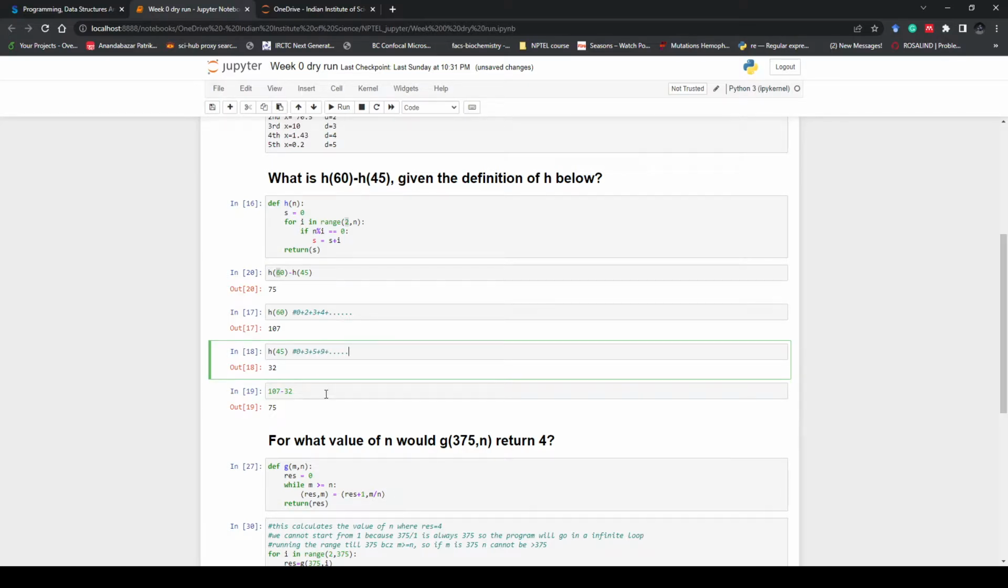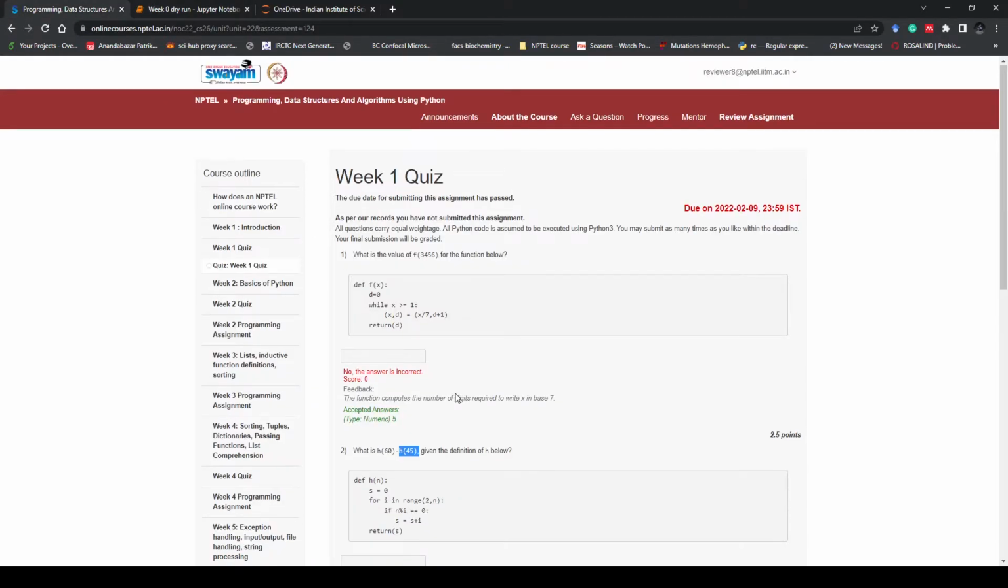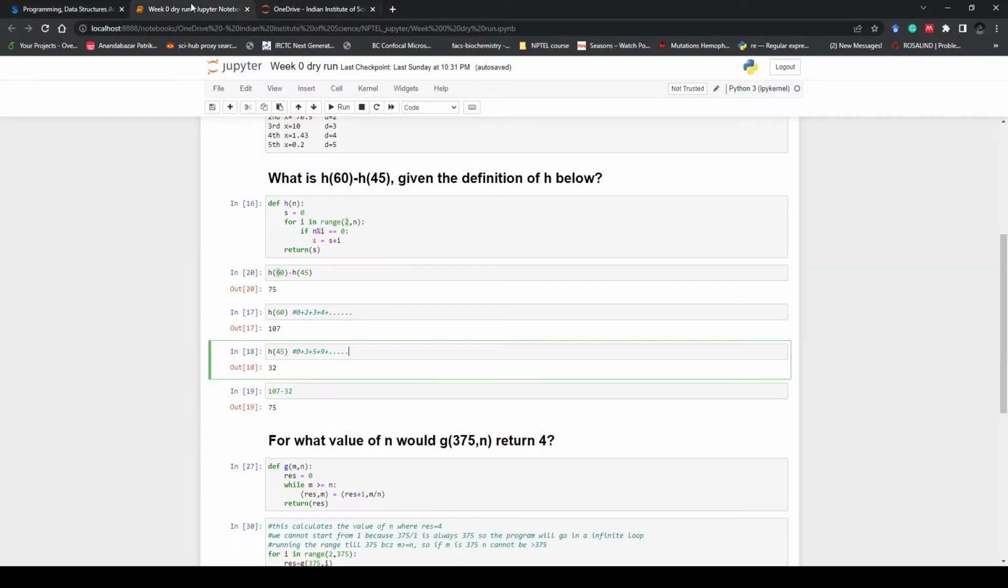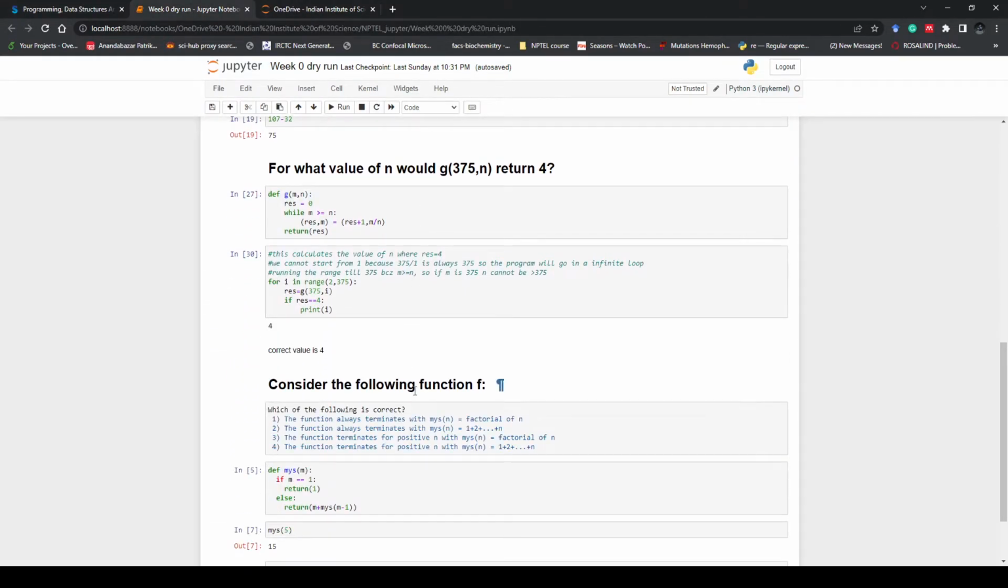So after that it will calculate the h60, which will be 107, and h45 will be 32, and 107 minus 32 will be h75. And is that correct? Yeah. See, 2, 3, 4, 5, 6, 7, and 3, 5, 9, 15, like that it will go. So it's 75. Okay. Next one.